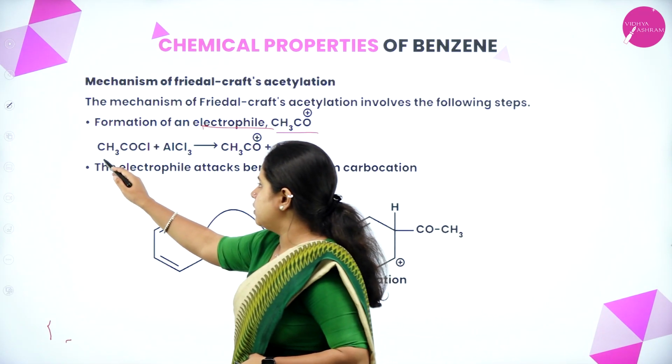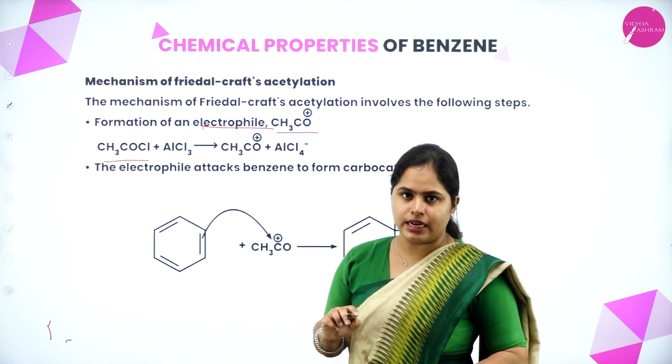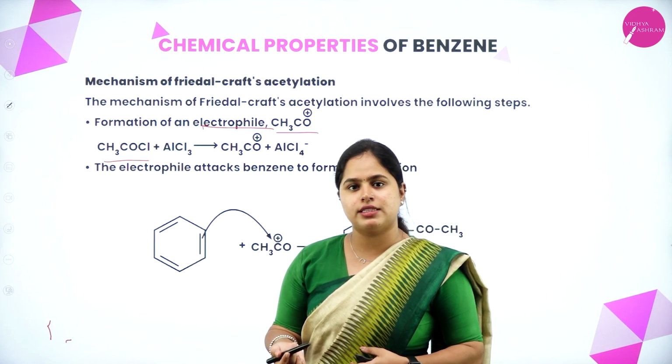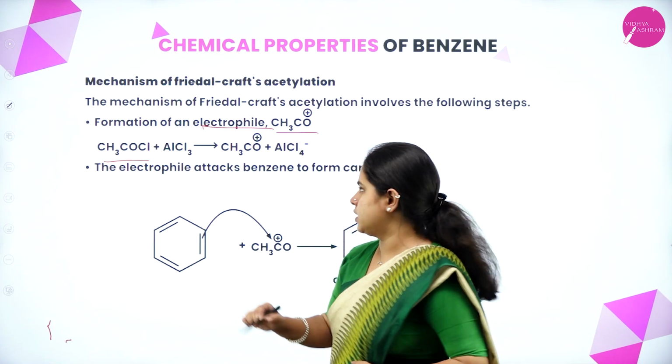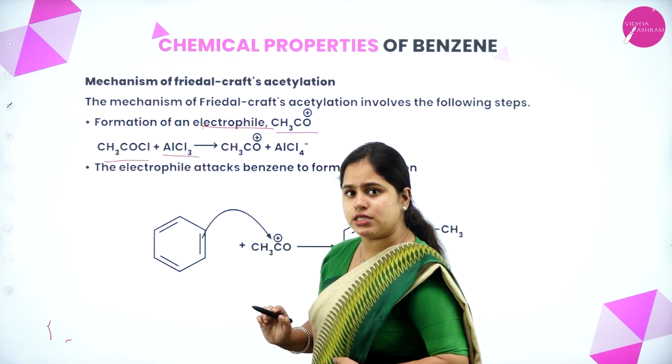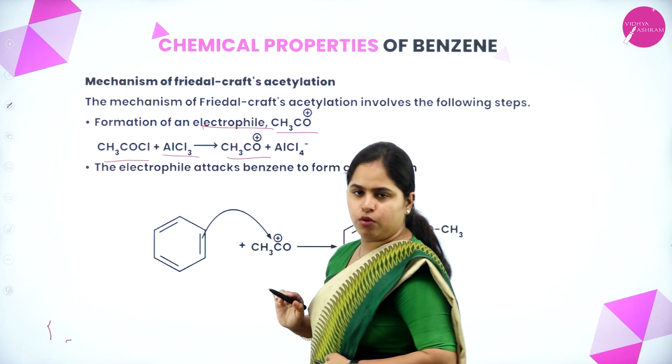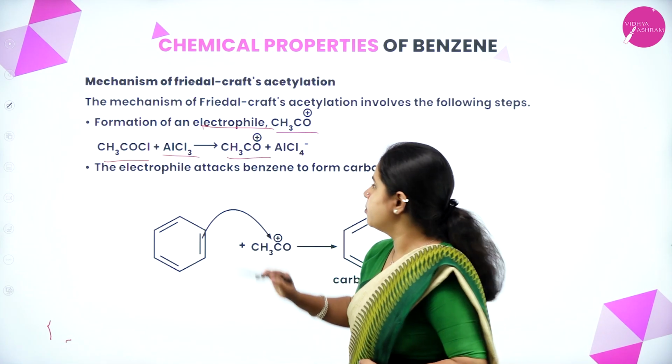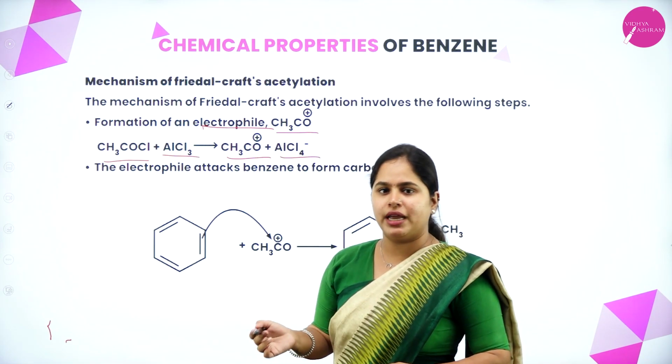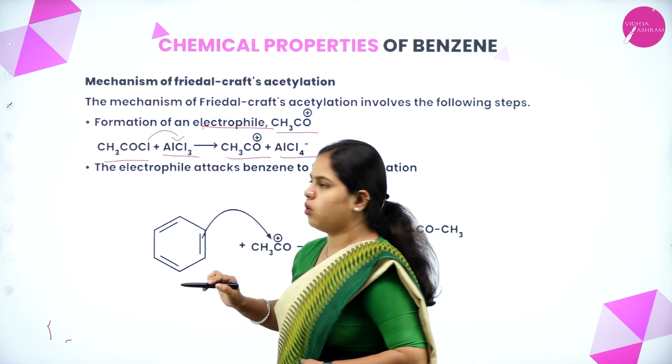Let's see. So what is that we are initially taking here? It is an acid chloride, and we have what else? Anhydrous aluminium chloride also with us. So these two react, and what is that you are going to get? You are going to get the carbocation, which is CH3CO plus, as well as AlCl4 minus. The Cl gets attached here. So what happens?